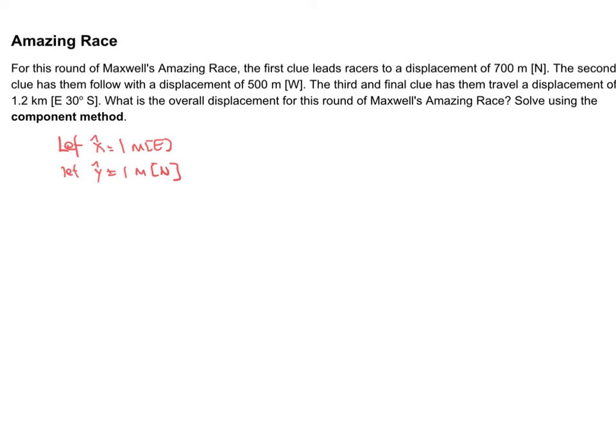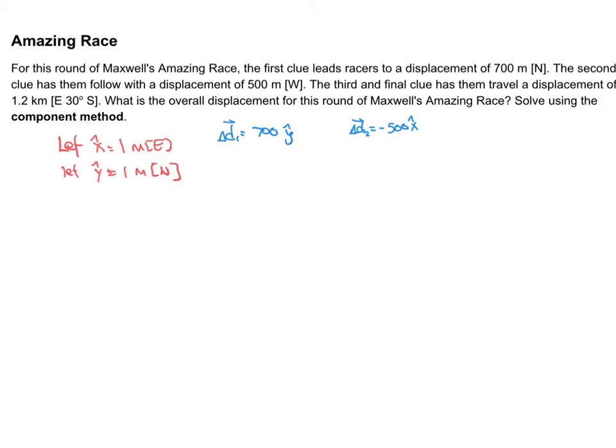So the first one, I'll call it delta D1. That is 700 meters north. So that is simply 700 y hat. And then the second one is 500 meters west, so it's in the opposite direction of east. So I can say negative 500 x hat. The meters is already inside of the x hat through the let statements.